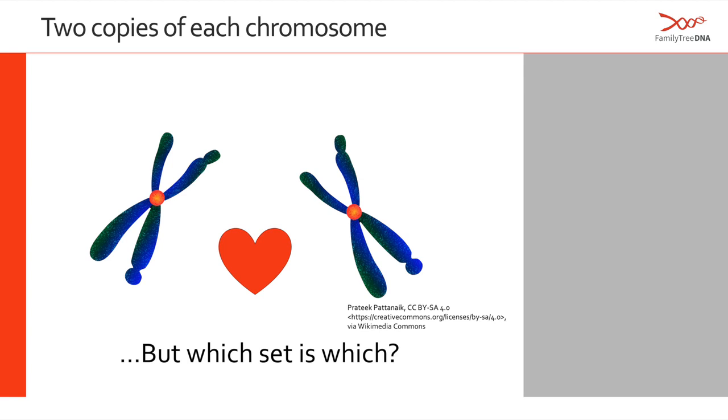Because you inherited half of your DNA from each of your parents, one set of chromosomes from each, you'll have two copies of each location. It's not clear in a lab which of these sets of chromosomes is from your mother and which is from your father. You need genetic genealogy tools like family matching and triangulation to help with that.